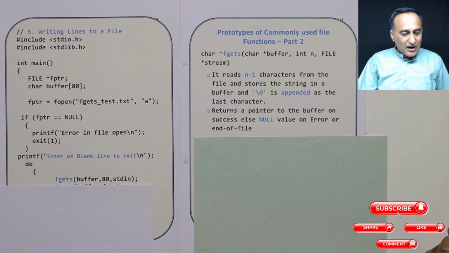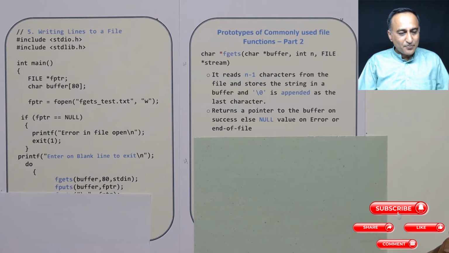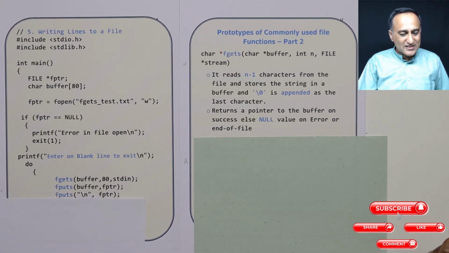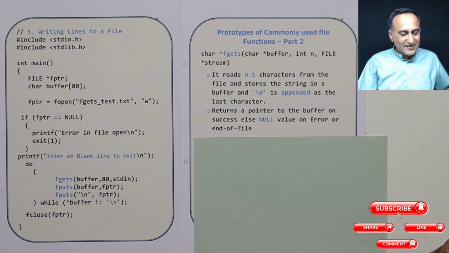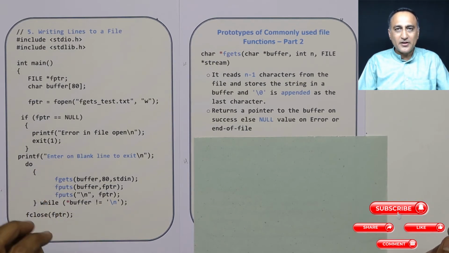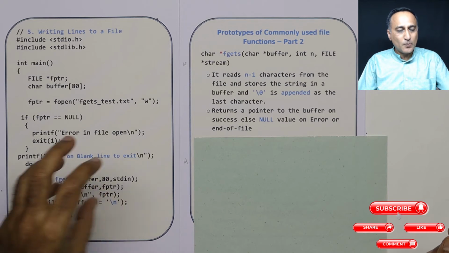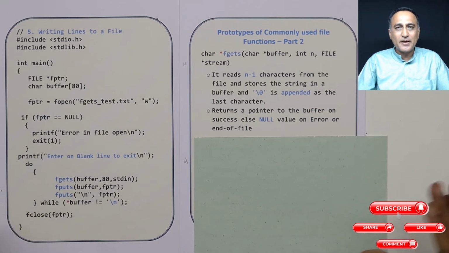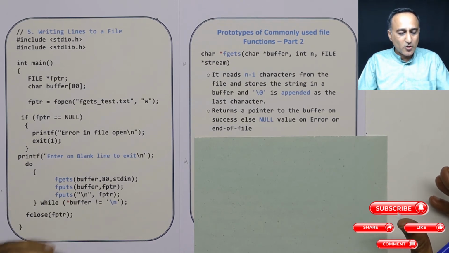After reading from the keyboard, I am using fputs to write this content onto a file. Whatever was entered is put into the file pointed to by this fptr. And then again I am saying fputs with the enter key and fptr. A lot of this will be clear when you take a look at the demo which follows this program. You'll probably understand a fair bit of it, but when you look at the demo, a lot of things will be clear because I'll be doing certain manipulations and playing around with things to convince you how it works.